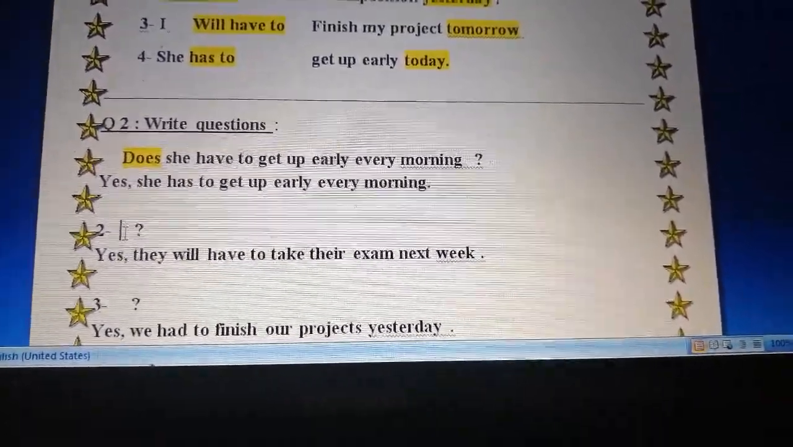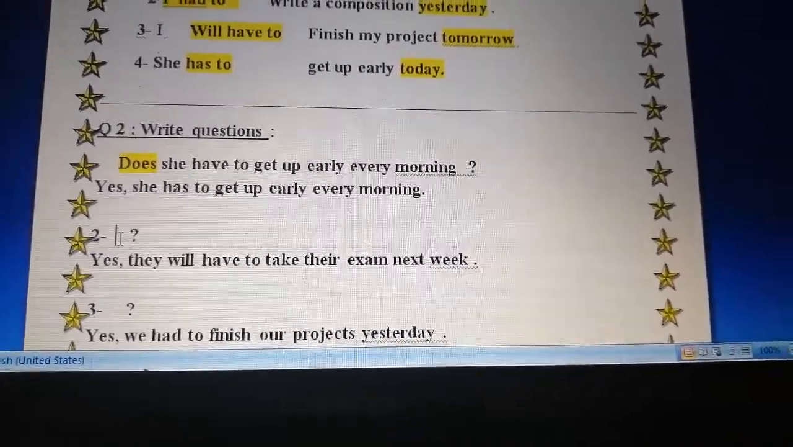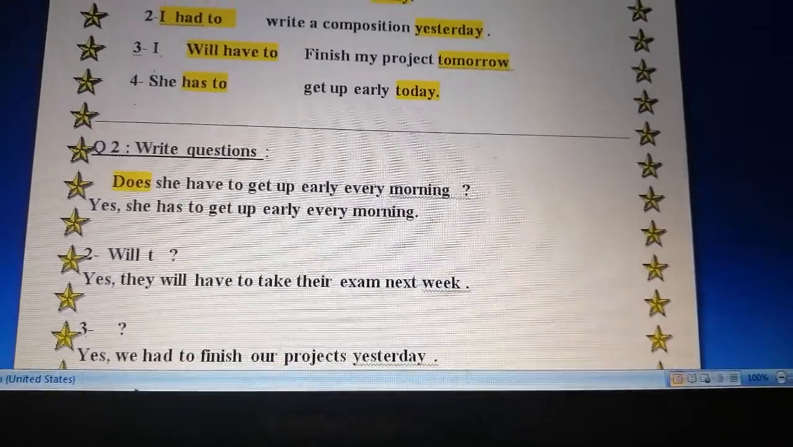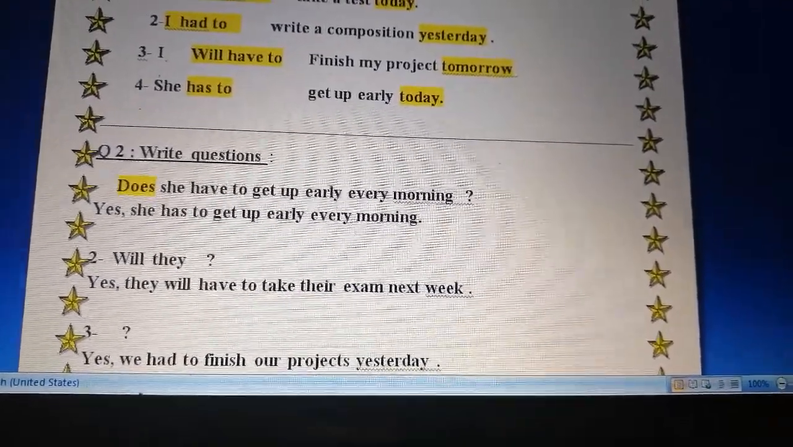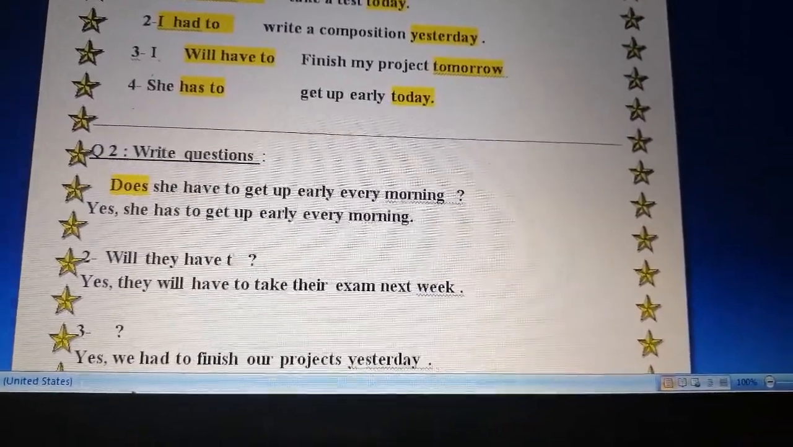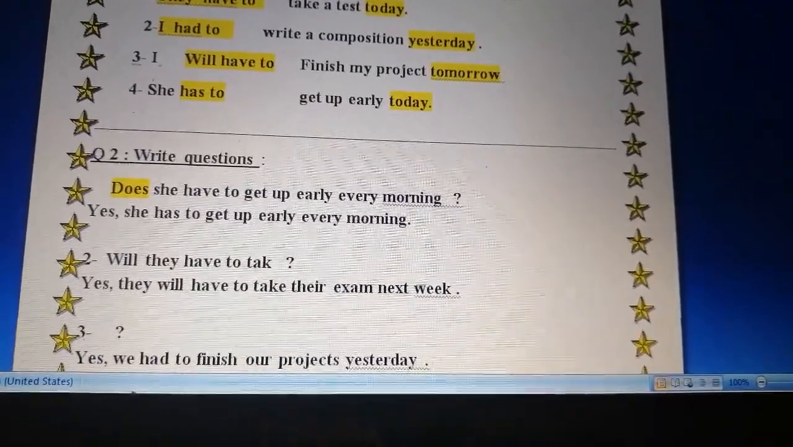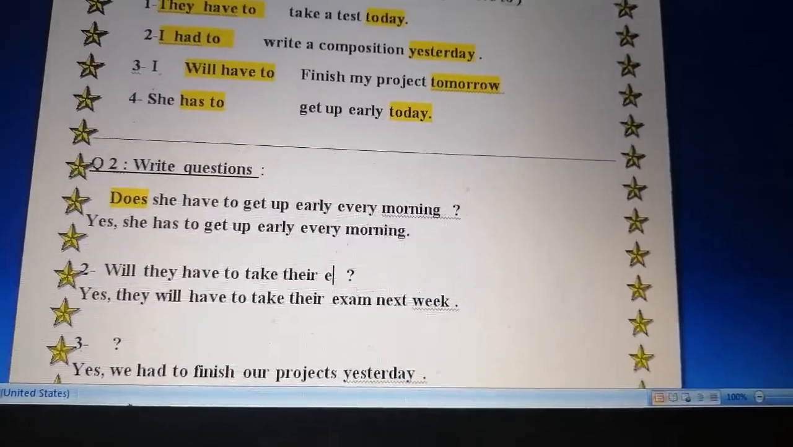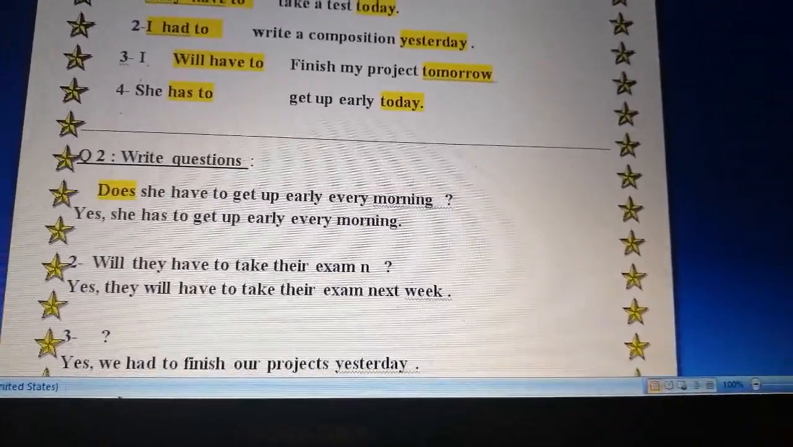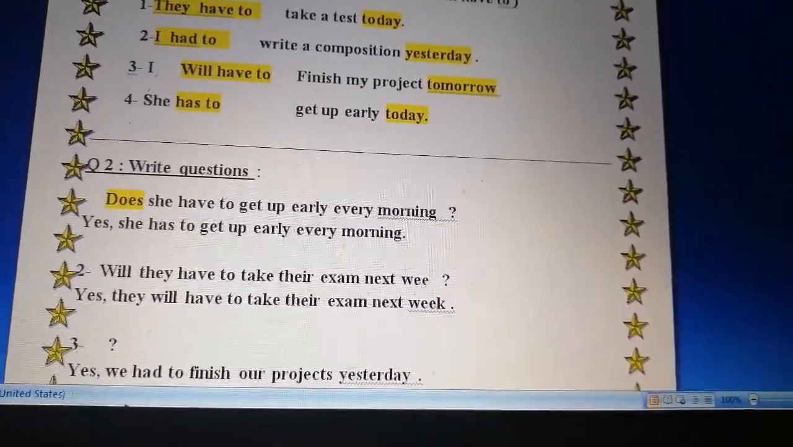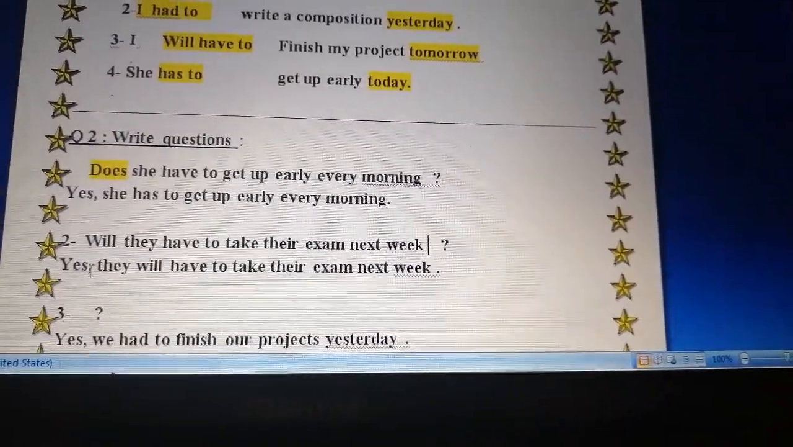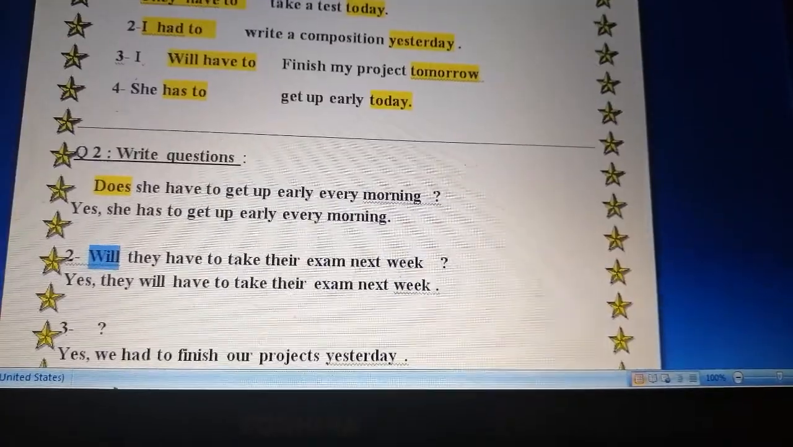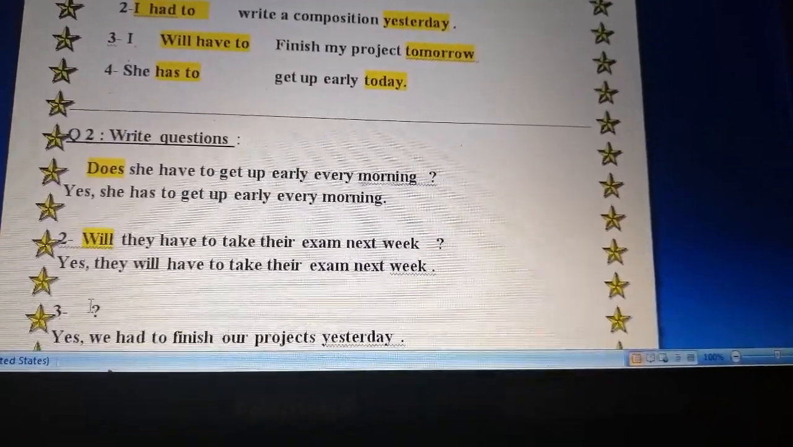What do I use at the beginning? How do I ask a question? Yes, I'm using will, so I'm writing will at the beginning. After will, yes: they. Will they have to, straight away: will, they, have to, then the verb infinitive, then the complement of the sentence: their exam next week. Okay, with a question mark. So I'm using will for the future.